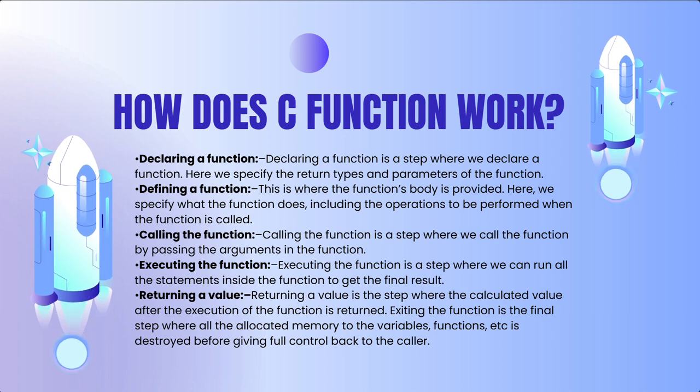Then after execution, we will come to the end of the function, and then if it has a return value, it will return a value. Otherwise, it won't return a value if it is declared as void. Returning a value is a step where the calculated value after the execution of the function is returned. Exiting the function is the final step where all the allocated memory of the variables, functions, etc. is destroyed before giving full control back to the caller.